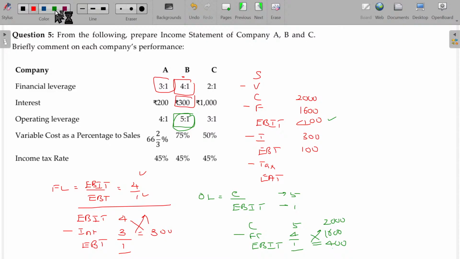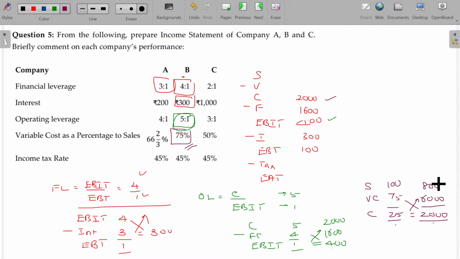And next one being sales and variable cost relationship. If the sales being 100, variable cost being 75 rupees, and contribution should be 25. Is that okay? Sales minus variable cost. Among the three, contribution we have calculated from the earlier working, so I feed the data here. 25 is equal to 2000 means 75 should be 3 times 6000, and sales should be 8000 rupees.